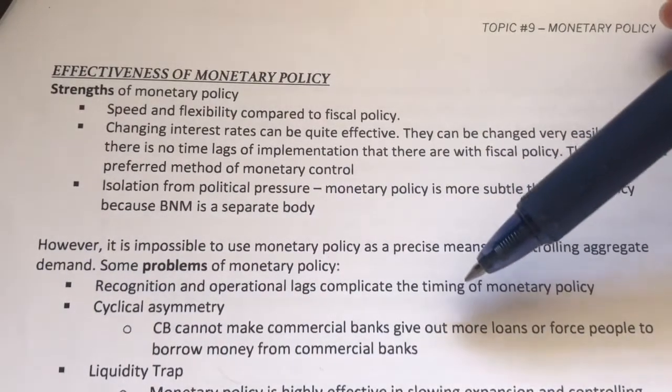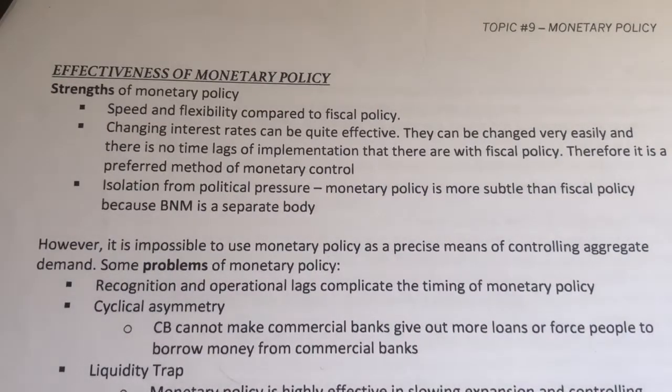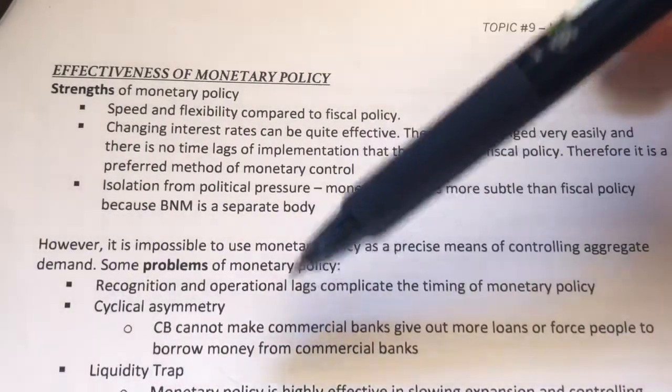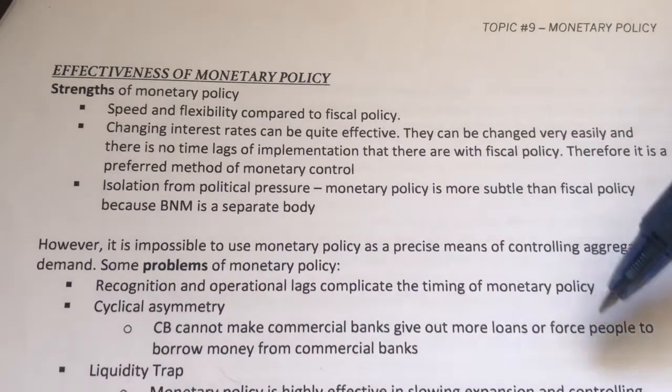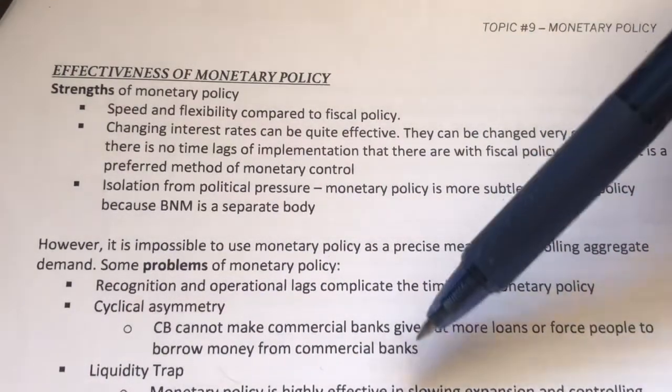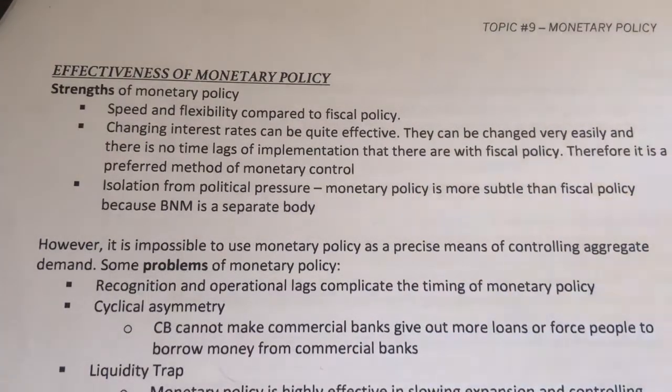If the economy is experiencing a recession and the central bank decides to implement an easy money policy, they can do that. However, the central bank cannot make the commercial banks give out loans. The central bank cannot force people to borrow money from the commercial banks. So this is the kind of thing that may affect the effectiveness of monetary policy.